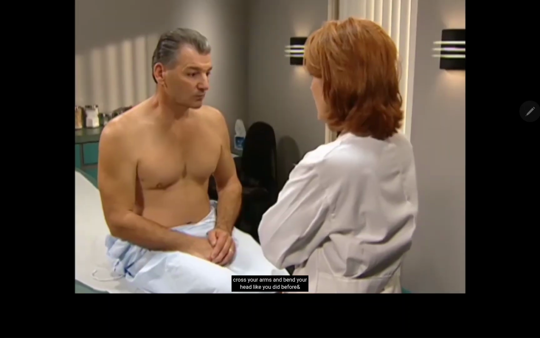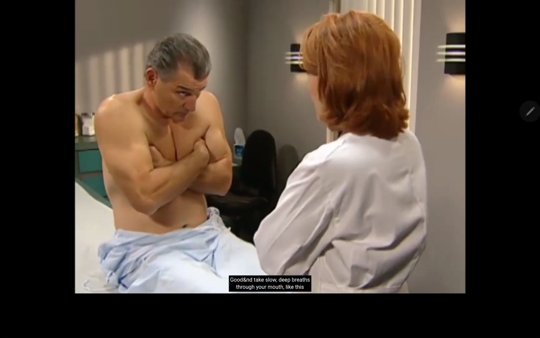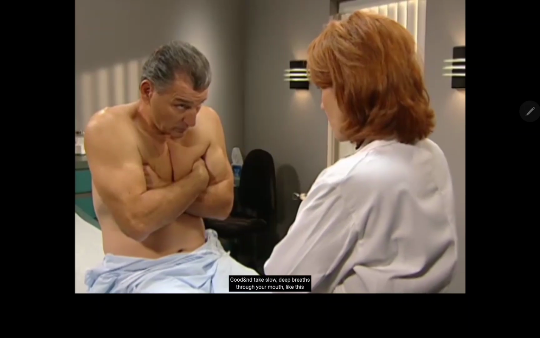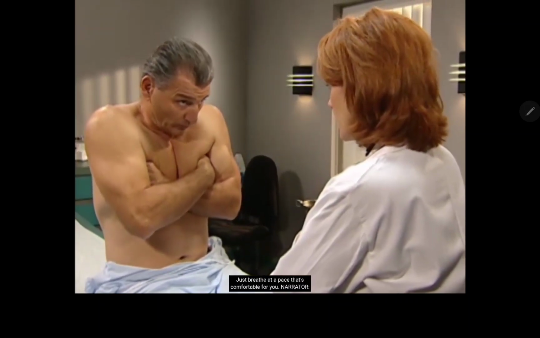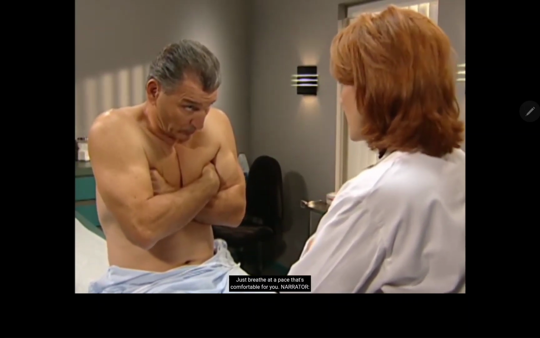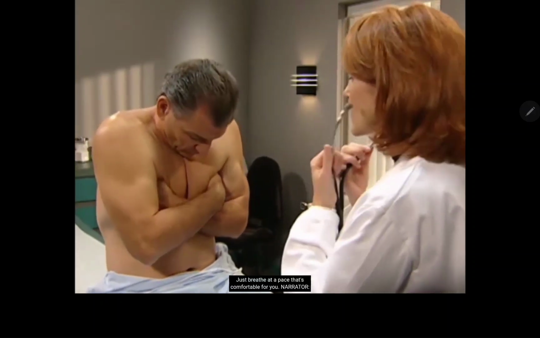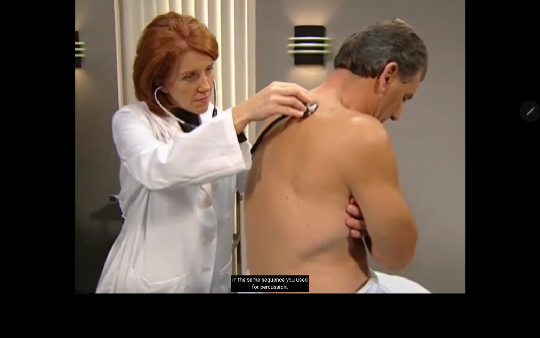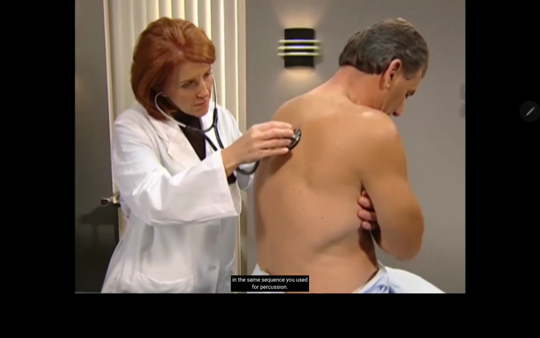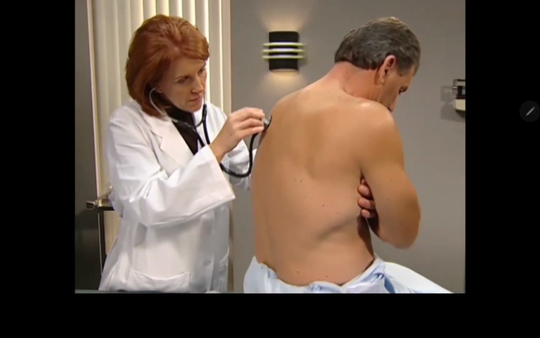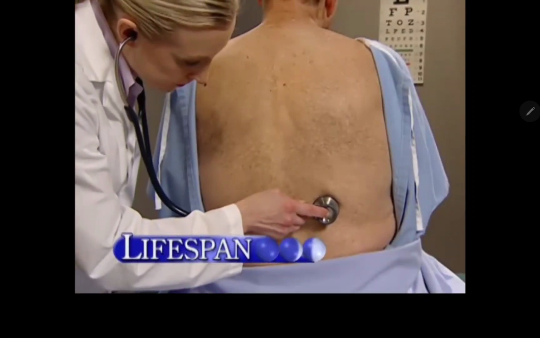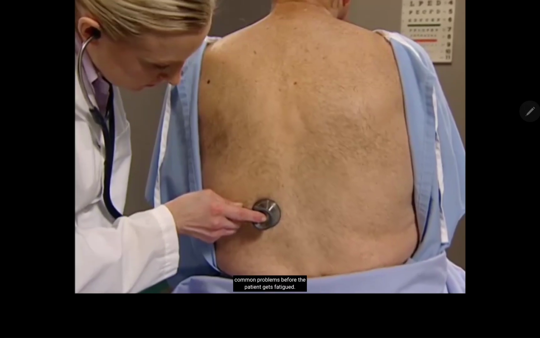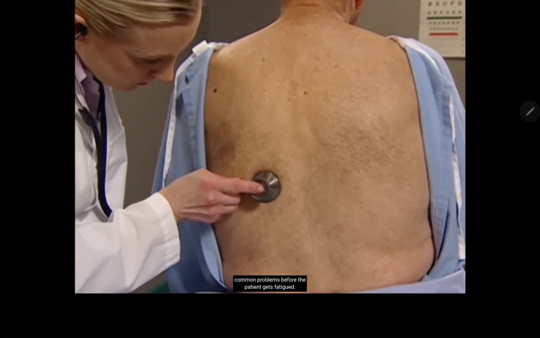Take your arms and put them under like that, and bend your head down. And I'd like you to take some deep breaths through your mouth. That's good. Now breathe at a pace that's comfortable for you. Using the diaphragm of the stethoscope, plan to auscultate in the same sequence you used for percussion. But for an older patient, plan to auscultate the lung bases first to detect common problems before the patient gets fatigued.